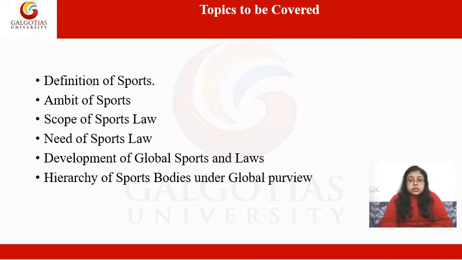And then of course the sports bodies. Sports bodies play a pivotal role in regulating modern sports. So we need to see what the hierarchy of the sports bodies is under global purview. And of course when we are considering the globe, we cannot leave out India. So we have to cover India also. That is very much a part of this slide too.